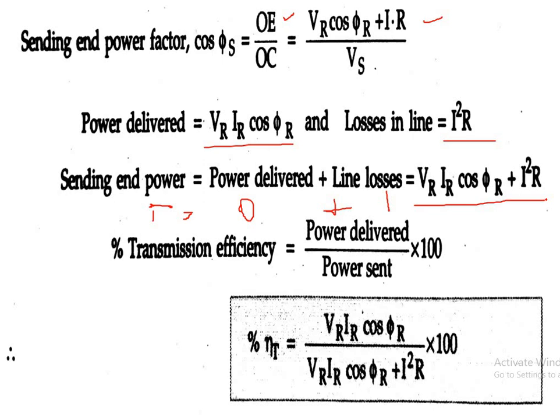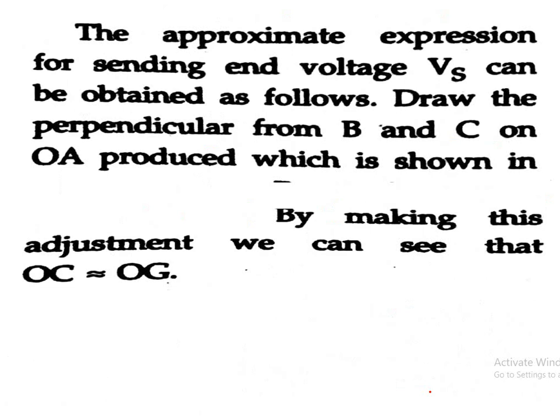With the help of this, you can get the transmission efficiency, that is power delivered to the power sent, receiving end power divided by sending end power. Receiving end power is VR IR cos phi r, and sending end power is output power plus line losses, that is VR IR cos phi r plus I square r.